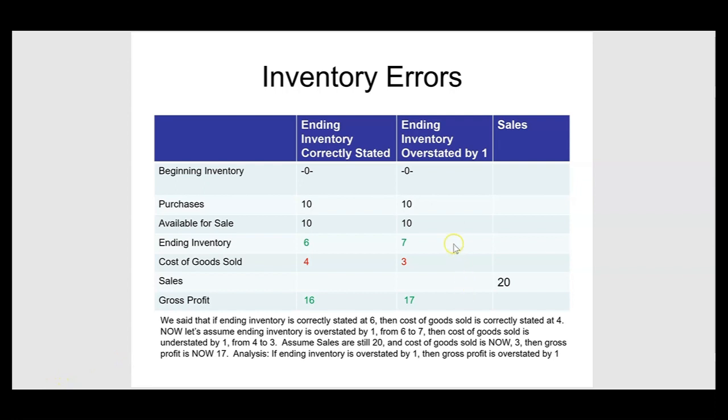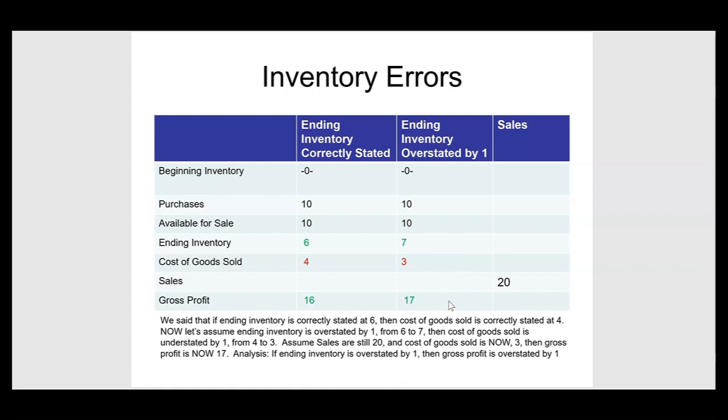And let's see if ending inventory and cost of goods sold still have that inverse relationship that we expect. So available for sale is still 10, but we're overstating ending inventory by $1. And look what that does to cost of goods sold. It understates cost of goods sold by $1. And look what happens to gross profit. It overstates gross profit by $1 because ending inventory and gross profit have a direct relationship. As ending inventory goes, so goes gross profit.